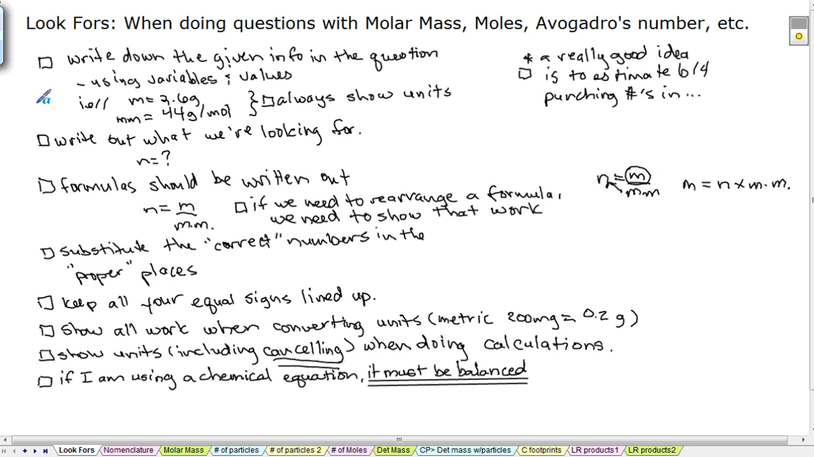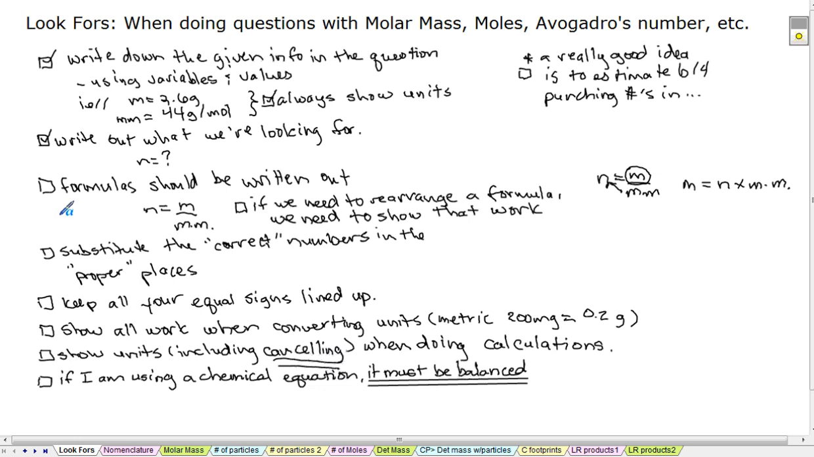So one of the first ones, and this is a biggie, is you need to make sure you write down the given info in the question using the variables and values. So if you're given mass and molar mass, make sure we write them down. An example right here. And another big thing is always use your units. Always show them. Next, you want to write out what you're looking for. So if this question is asking you to find the number of moles given a certain mass and molar mass, then you would write the variable n with a question mark. That lets you know that that's what you're looking for.